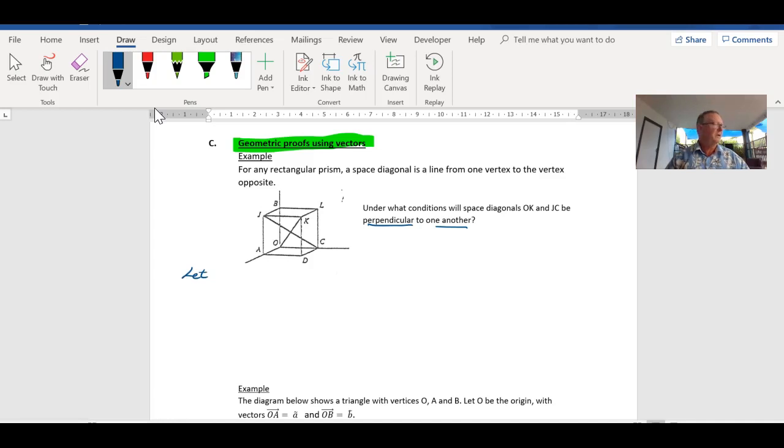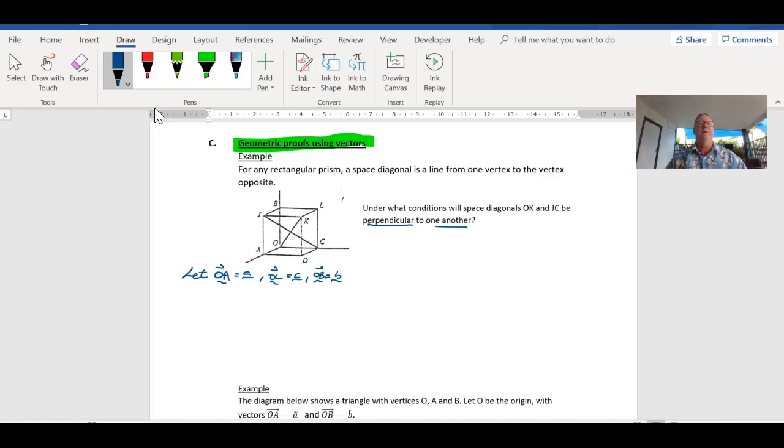Okay. Before we start anything, let's assign some stuff to make our life easier. I'm going to say that the vector from O to A is equal to A, just to make life easier. And also say that OC, from O to the point C, is, what do you reckon? C. OB, let's call that vector B. So that'll save some writing.